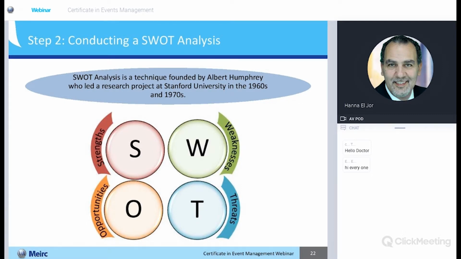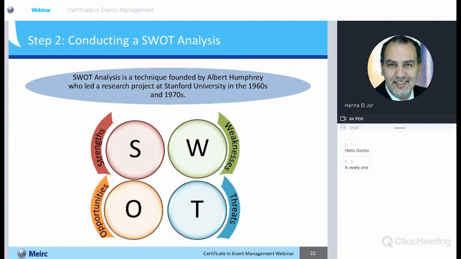Absolutely true. Internal meaning we control them, whereas O and T, opportunities and threats, are external. Also true. But I also would like to look at it from a vertical, not just a horizontal point of view. Looking at it vertically, you have a left and the right. The S and O will be on the left, and the W and T will be on the right. The left is positive, and the right side is the negative aspect.